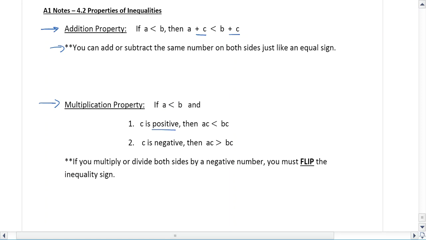If you have a positive number, it's no big deal. It's saying here if A is less than B, you can go ahead and multiply by C on both sides, no problem. However, something does happen if you are multiplying both sides by a negative number. If you multiply both sides of this where C is negative, did you notice what happened right here to the inequality? It reverses. So this is the most important thing to learn for this section: if you multiply or divide both sides by a negative number, you must flip the inequality sign.